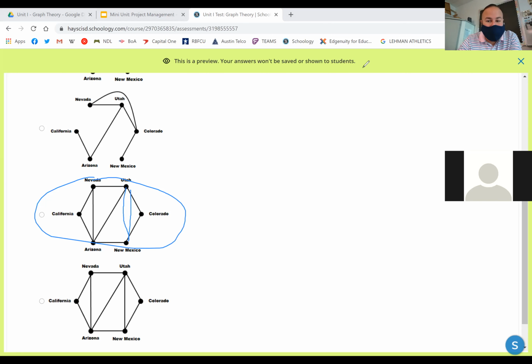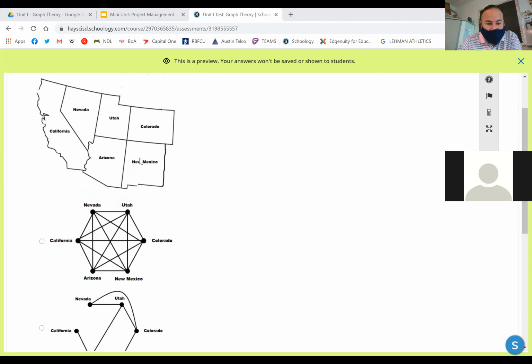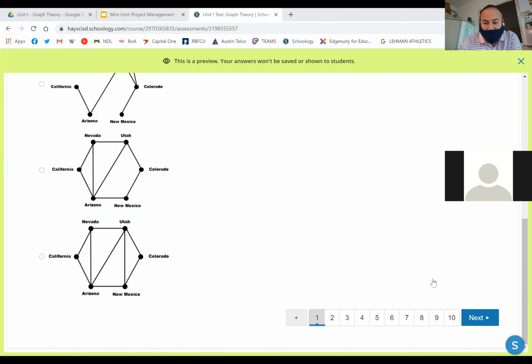Remember that Utah and New Mexico don't actually share a border. They just meet at that point, at that four corners point. So they don't actually share a border. Each of these questions was 6 points apiece.